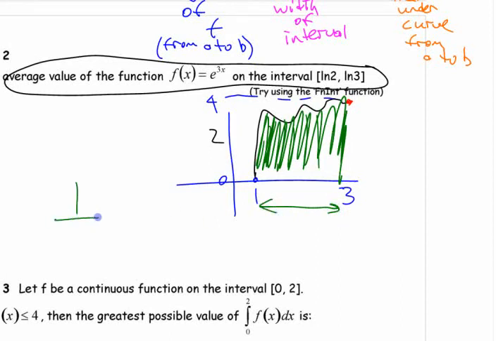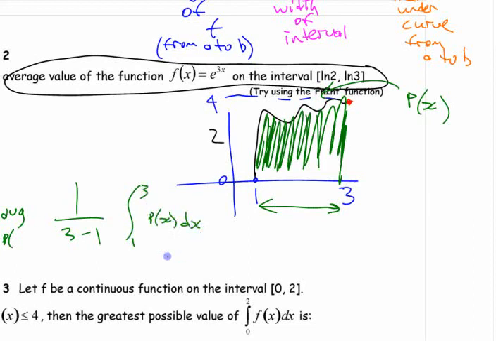Or in other words, if this function was called p of x here, the average value of p would be 1 over 3 minus 1 times the integral from 1 to 3 of p of x dx. That would give you the average value. Are we okay with this? I'm not doing any numbers. This is special. This is bonus features, okay?